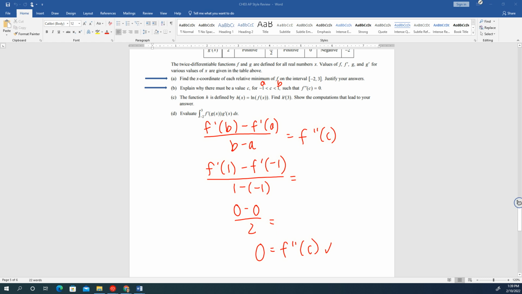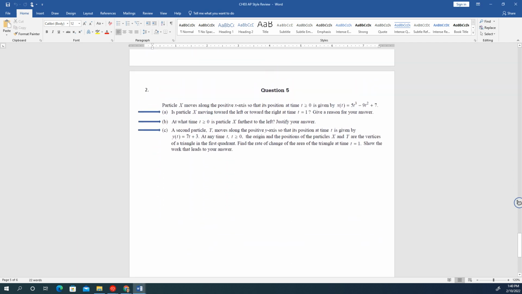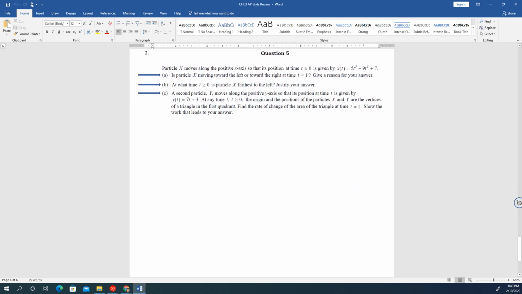Okay, let's see how far we get on the next one, but this one I'm excited about because we can do all 3 parts with what we knew just based off of chapter 3. We'll at least get through A and B probably. Okay, particle X moves along the positive x-axis so that its position at any time greater than or equal to 0 is given by this position function. Is particle X moving toward the left or towards the right at time t equals 1? Give a reason for your answer.